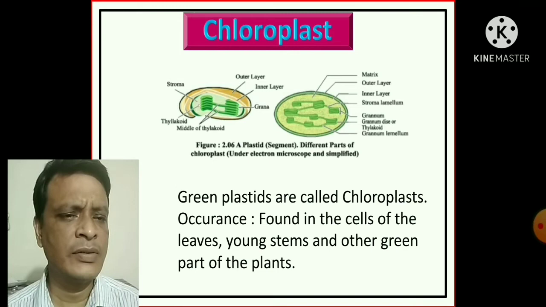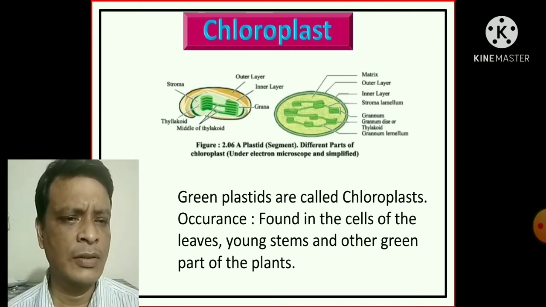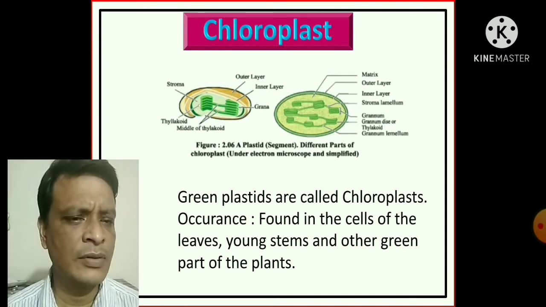The plastids of green plants are chloroplasts. They are found in the cells of the leaves, young stems, and other green parts of the plant.